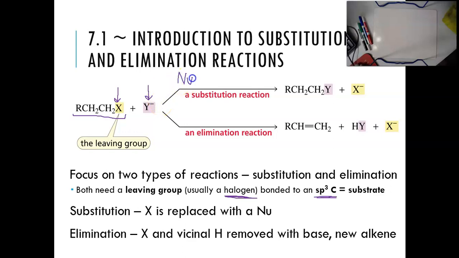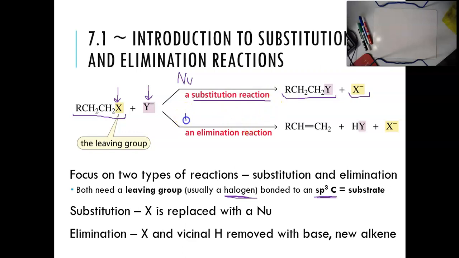Acting as a nucleophile, our reaction goes through a substitution reaction. The halogen is a leaving group, so there's our leaving group after it's left. Our nucleophile is now bonded to the substrate, so the Y has substituted the X.